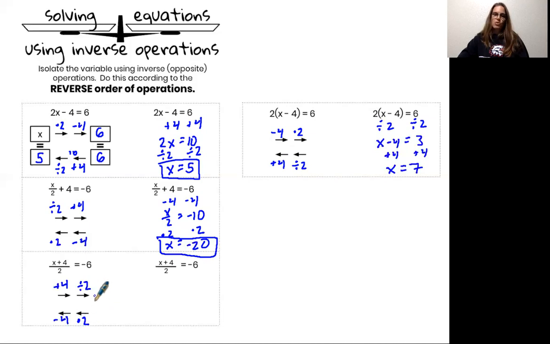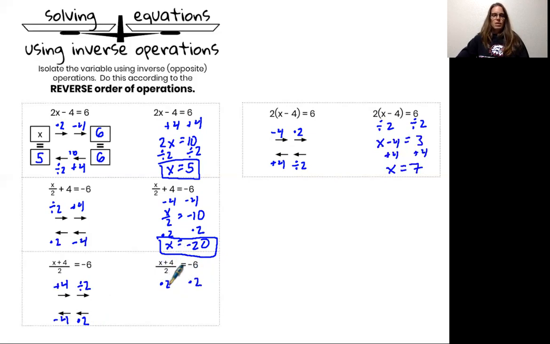This flowchart is not required, but it may help you, at least to do it mentally, to figure out how to solve this equation. So since I have plus 4 divided by 2, my first inverse operation is to undo that division by 2 by multiplying both sides of the equation by 2. So times 2 on both sides.